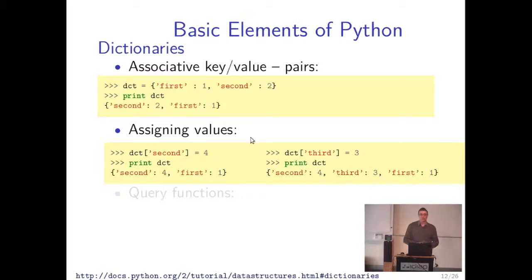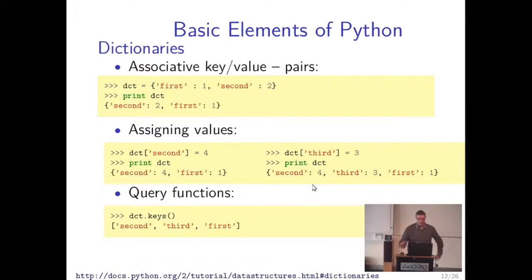And you can also simply add elements by choosing a key that has not been there before. So for example, you index it with third, you assign it a 3, and your dictionary will automatically grow. You can also remove elements, but I'm not talking about that today.